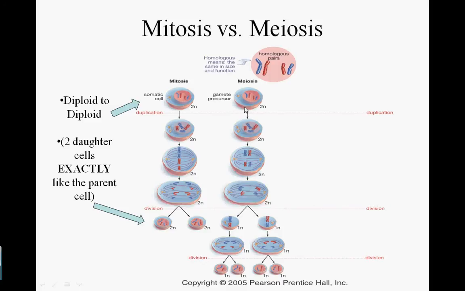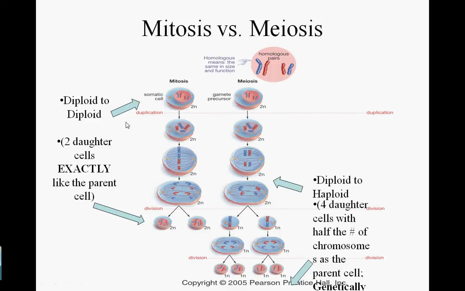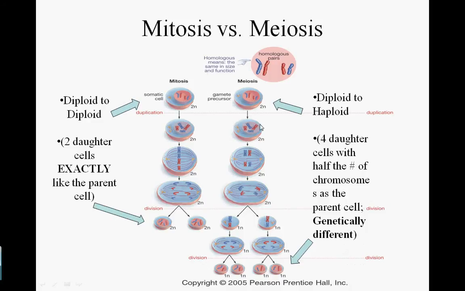Well, meiosis is a little different. The only cells going through meiosis are your gametes. And so in meiosis, we're going from our diploid number to our haploid number. Remember, haploid has basically half the number of chromosomes as the diploid number. You can kind of see diploid die, haploid half. That's a good way to remember it. So in meiosis, you're going diploid to haploid. And then you're going to end up with four daughter cells with half the number of chromosomes as the parent cell, and they're going to be genetically different. Like we said, the only cells that go through meiosis are your gametes or your sex cells, your sperm cells and your egg cells.